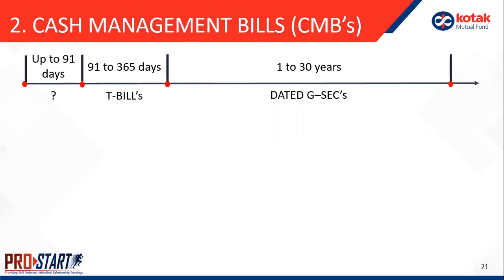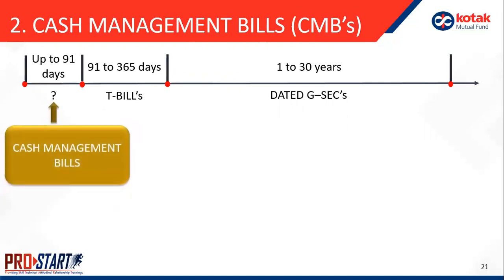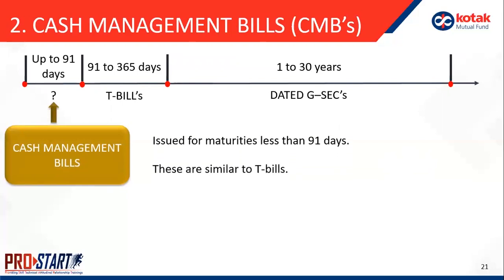In 2010, the government of India, in consultation with the RBI, introduced a new short-term instrument. This instrument was known as cash management bills or CMBs. This was issued to meet the temporary mismatches in the cash flow of the government of India. These are issued for maturities less than 91 days and they are very similar to T-bills.